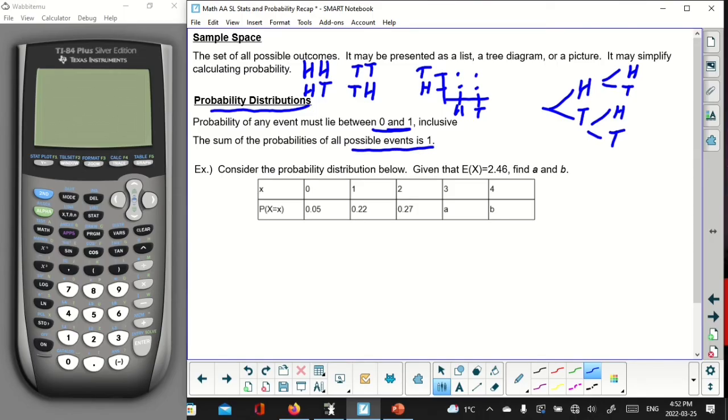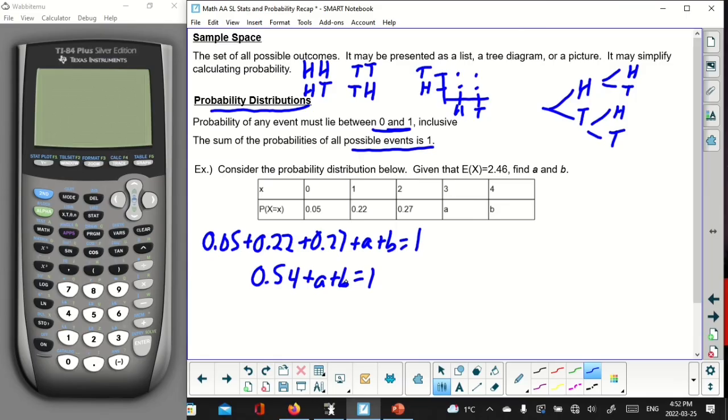So we're going to do an abstract example down here. We've got a probability distribution, and we know that the expected value of this distribution is 2.46, and we have no context at all. So some things I can say are that these probabilities add up to 1. And I could clean that up a little bit. That's 0.54 plus A plus B equals 1. And that's not that helpful because we've got 2 variables and 1 equation. But if we had 2 equations, it might help us out a little better.